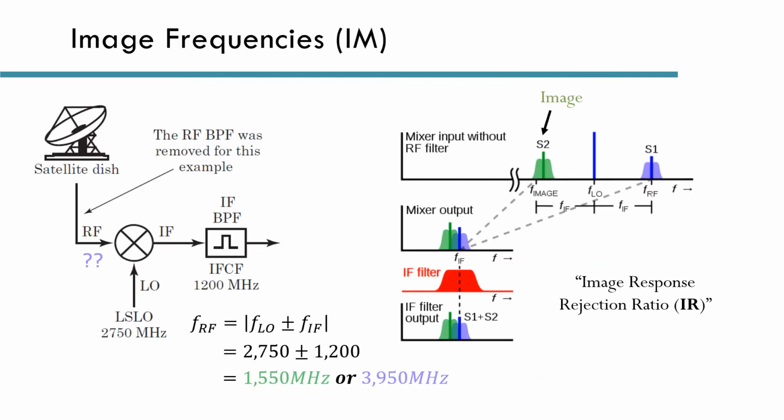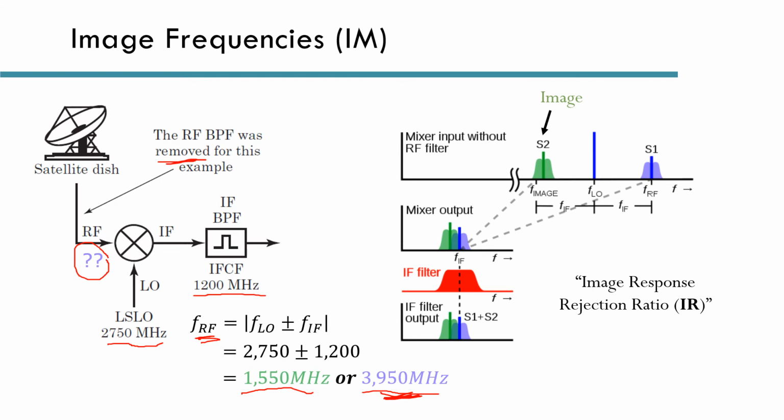Okay, now we will look at the same problem we had, but from a different perspective. In the previous example, we were trying to solve for the LO frequency. Here, we removed the RF bandpass filter, so we're trying to solve for the RF frequencies that satisfy this LO frequency and this IF frequency. And solving for FRF, we know that we will get two frequencies as shown here. Now, without the RF bandpass filter, this is a problem. If we assume that the signal we want to downconvert is 3.95 gigahertz, then that's great. That's what the mixer is doing.